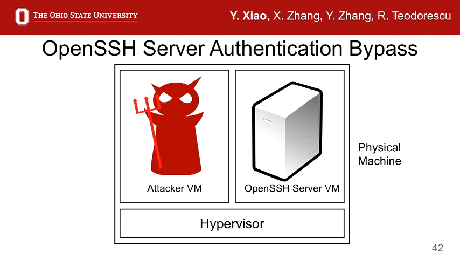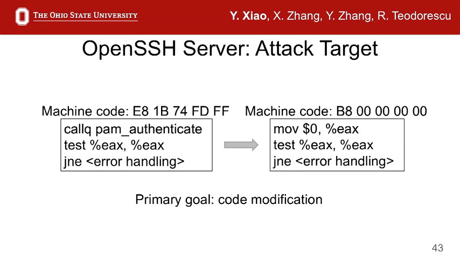Coincidentally and interestingly, OpenSSH is the target again, but in a much different way. Our sample attack is to bypass the authentication when logging onto an OpenSSH server. The prerequisite is that the attacker VM shares the same physical machine with the OpenSSH server VM. Our primary goal is to log onto the OpenSSH server without legal credentials by modifying some of the code of the server process. Shown in the figure is a snippet of the code in assembly.